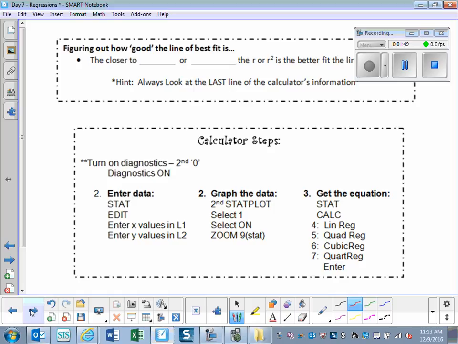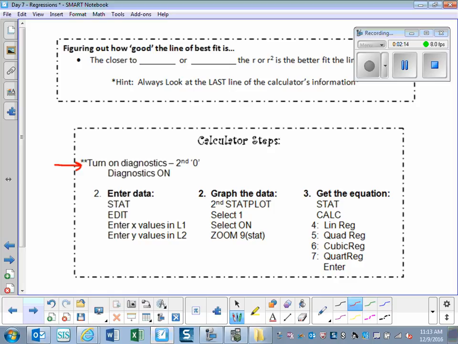So this we've done before, right? If we want to estimate our model using the calculator, we first make sure that our diagnostics are on. That's important. Otherwise, we will not see those R and R squared values, and we'll not be able to compare the models. How do you check? You go second 0 to get to catalog.